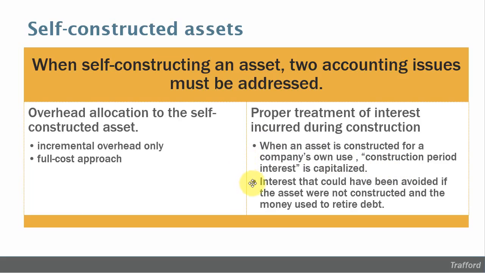Construction period interest is the amount of interest that could have been avoided if you weren't doing the construction project. So even if a company doesn't borrow any money for the construction project, if they have other debt outstanding while they're doing a construction project, the idea would be if you hadn't spent the money on that building, you could have paid off the other debt, so you have some avoidable interest. So you could have construction period interest even if you hadn't borrowed a dime for your actual construction project. So construction period interest is that interest that could have been avoided if you hadn't done the construction project.